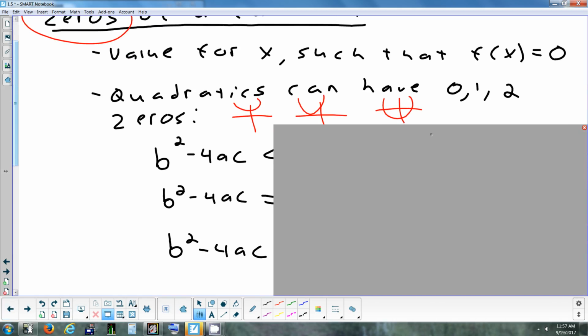Has anybody seen that before? b squared minus 4ac? Yeah, what's that from? It's from the quadratic formula. Specifically, it's the thing that's under the square root. So if the thing under the square root, which it's actually not called the thing under the square root, it's called the discriminant.